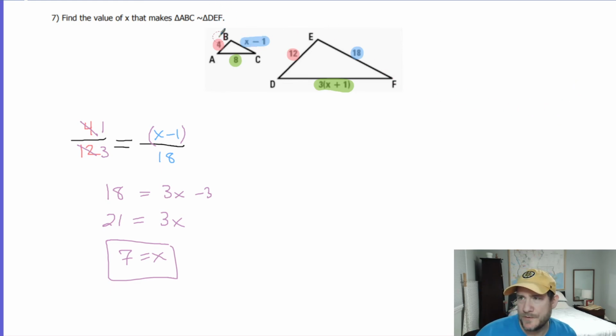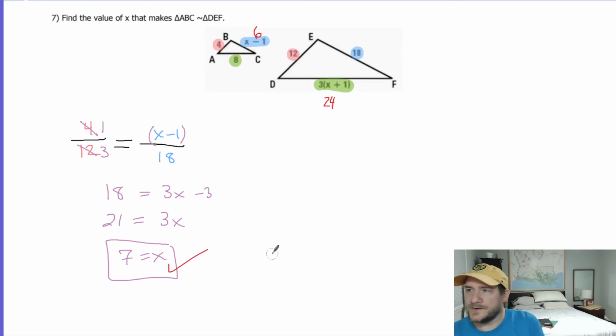And so again, if we were to plug the 7 in, 7 minus 1 is 6. 6 times 3 is 18, just like we hoped. Over here, if you plug in the 7, 7 plus 1 makes 8. You do that first. Then you multiply by 3 and you get 24. And so yeah, 8 times 3 is 24. So we know that 7 is the right answer, because it definitely makes all of our parts proportional.